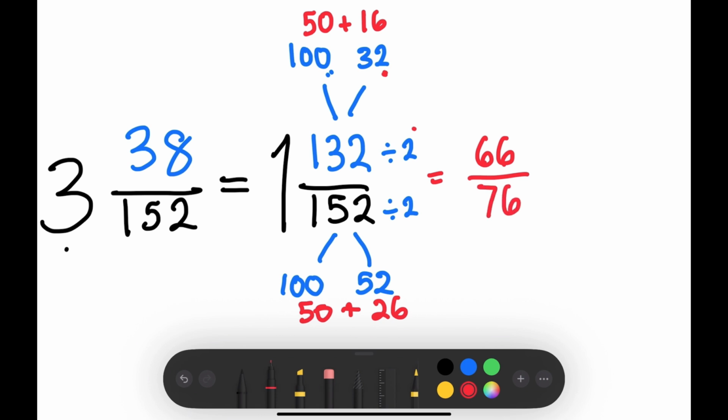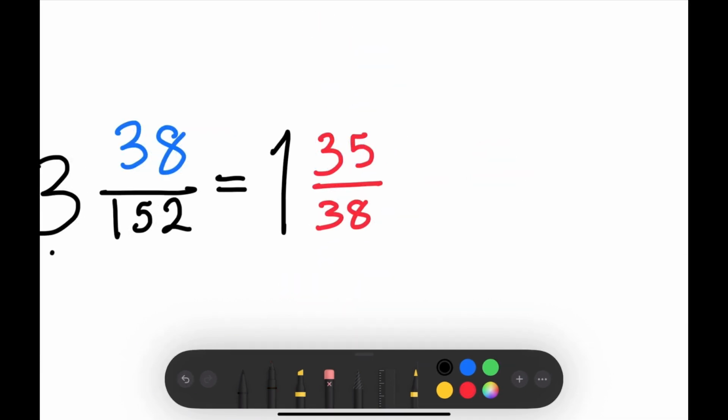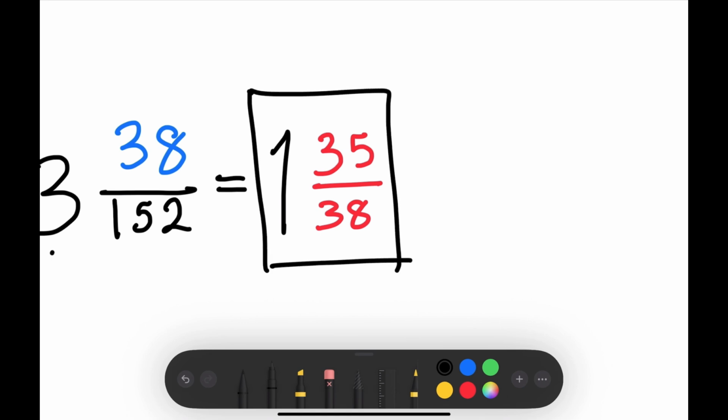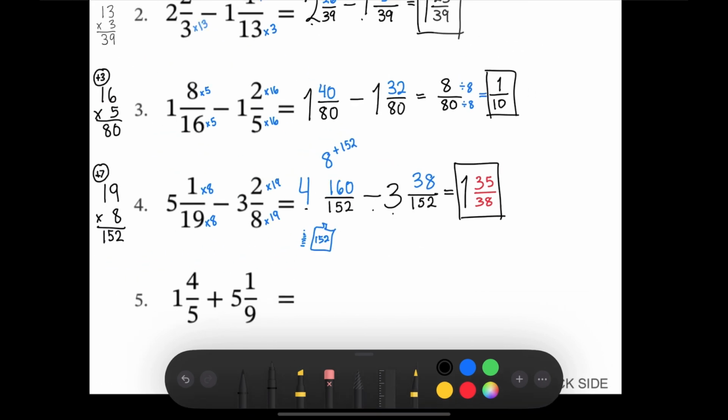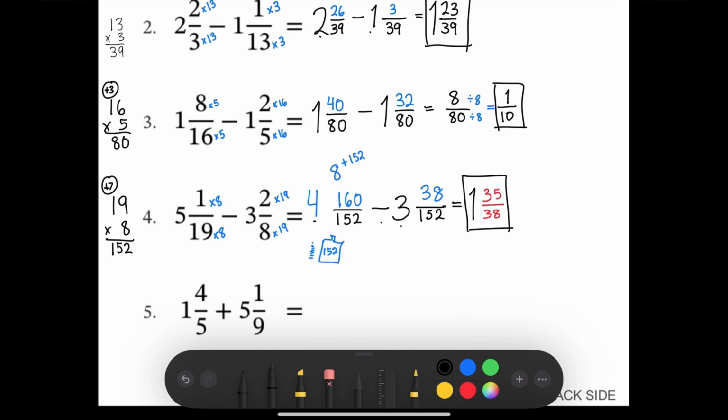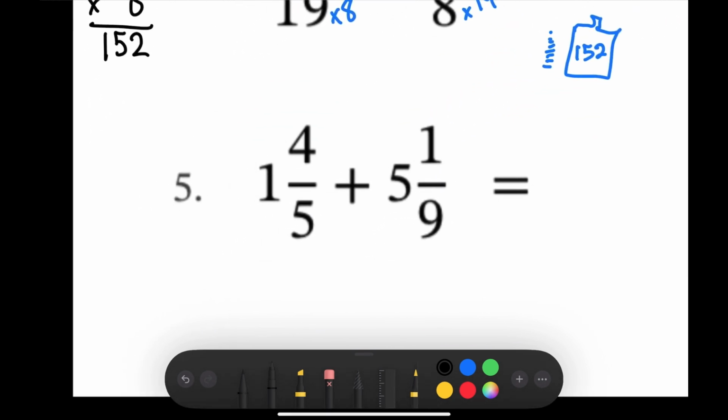And I can reduce that even more, but just to save your time, our final reduced answer is 1 whole and 35 over 38. Let me know if you actually went through all the steps and what you divided by to get that answer tomorrow.